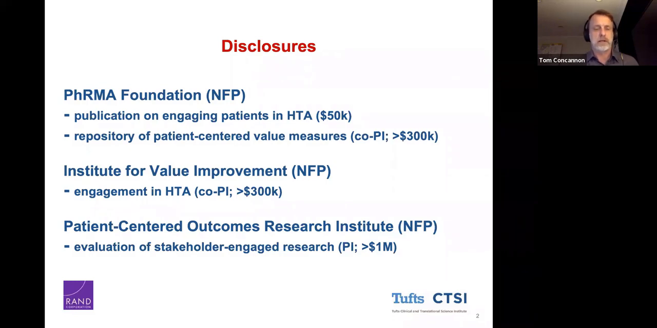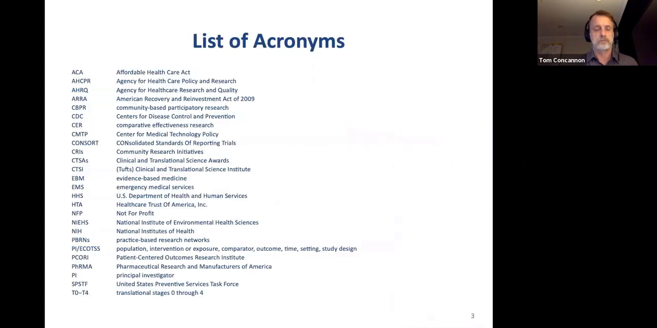And we subsequently obtained a grant to develop a repository of patient-centered outcomes measures or value measures. On a related grant, we are working with the Institute for Value Improvement, also a nonprofit organization with ties to industry, on engaging patients, clinicians, and other stakeholders in health technology assessment. And the majority of the work that I'll be presenting to you today comes from a contract that I hold with the Patient-Centered Outcomes Research Institute, or PCORI, which sponsors research that is stakeholder engaged and other patient-centered research. The work that I'm doing with them is specifically on evaluating that work over the past 10 years.